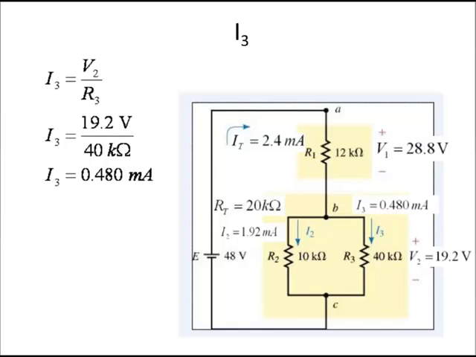The reason I wrote it as 0.480 milliamps is that eventually I'm going to have to add I2 plus I3 to make sure that it comes up to IT. And since IT is in milliamps and I2 is in milliamps, I chose to leave I3 in the same units.